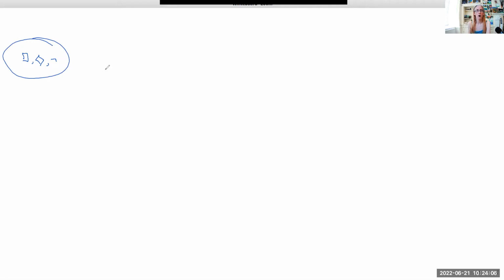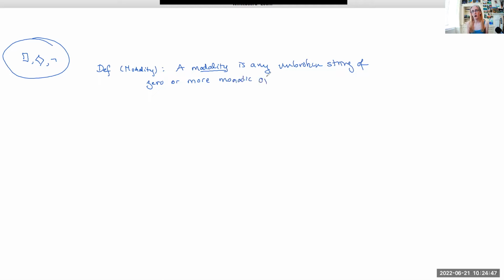In fact, we're going to have a more expansive definition of modality to allow not only any one of these, but any number of repetitions or alternations or strings of these modalities. So, definition, modality: a modality is any unbroken string of zero or more monadic operators.